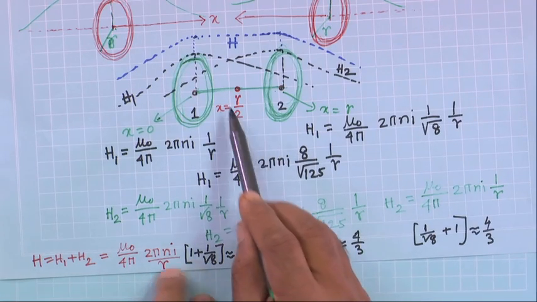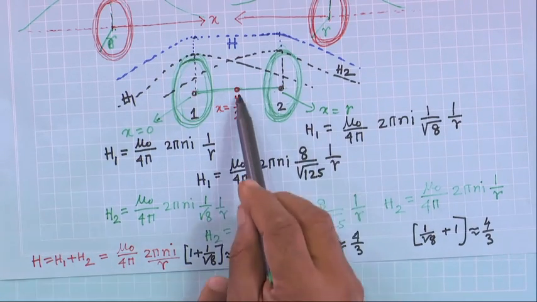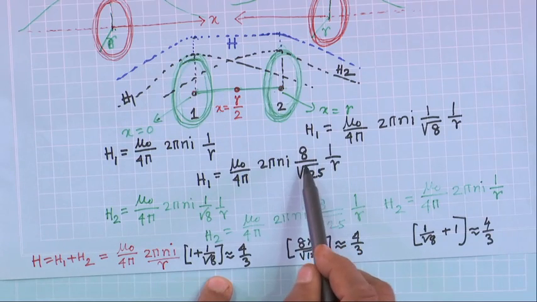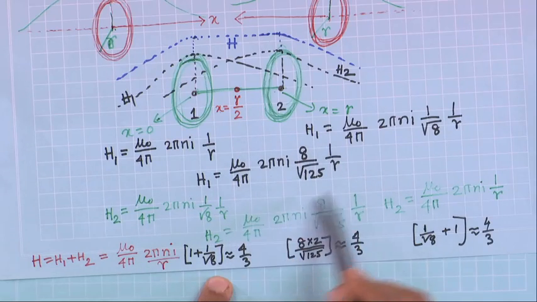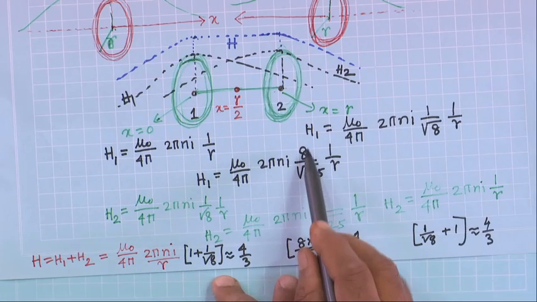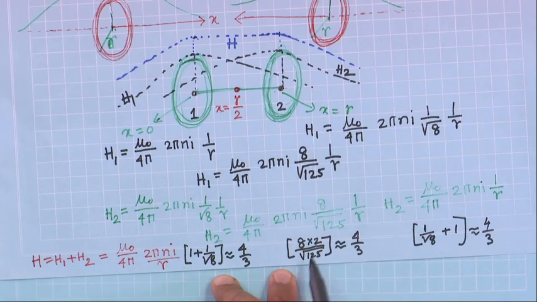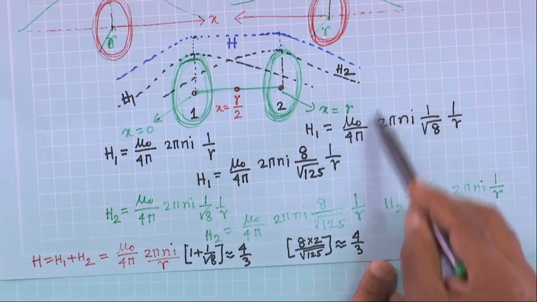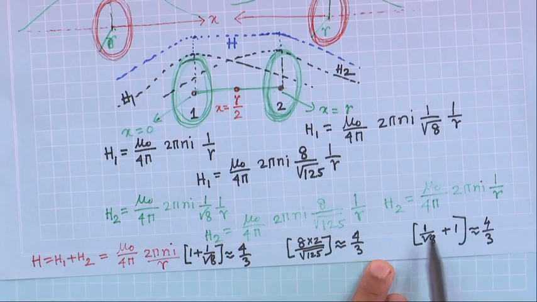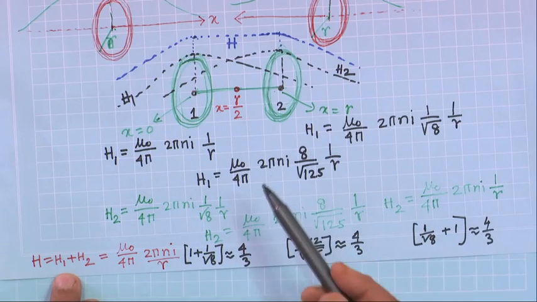Okay. Now, at this point, H 1 is this and H 2 is this. So, just 2 into this one. This factor will be 2 into 8 by square root of 125, right. So, this is also approximately 4 by 3, and at this point, field H 1 plus H 2 will be the same as this one, approximately 4 by 3.